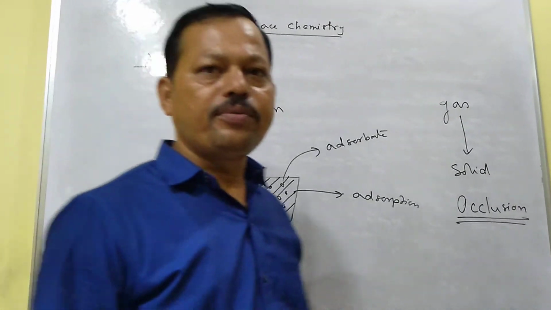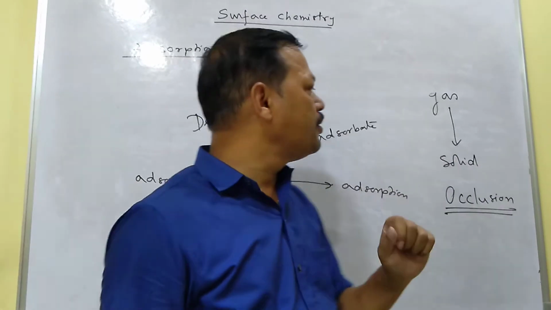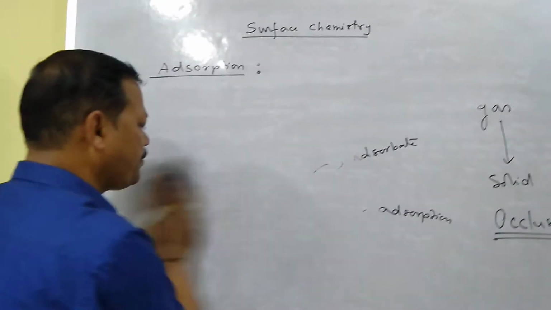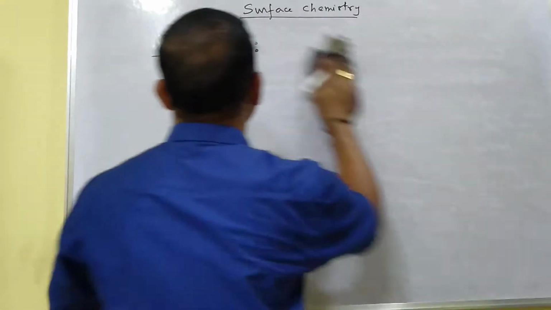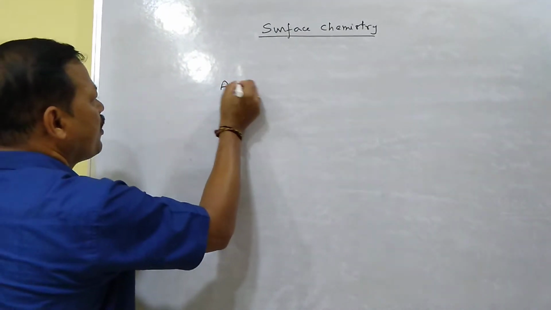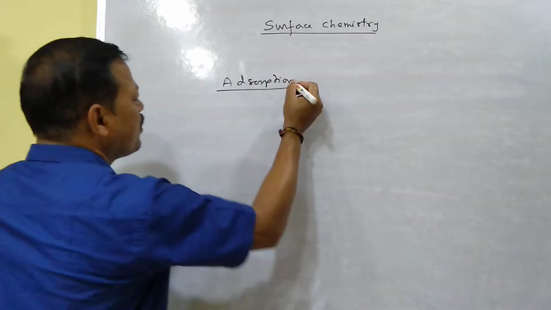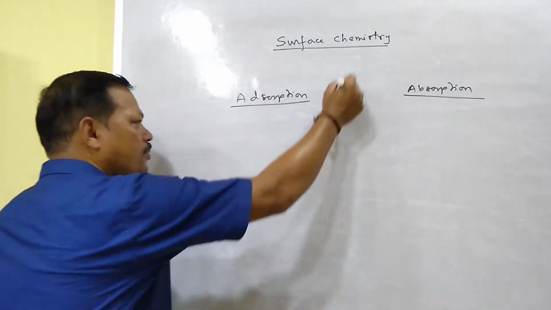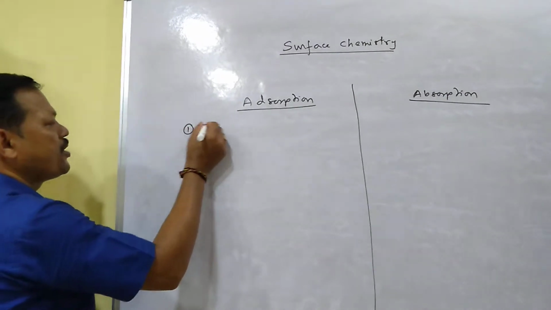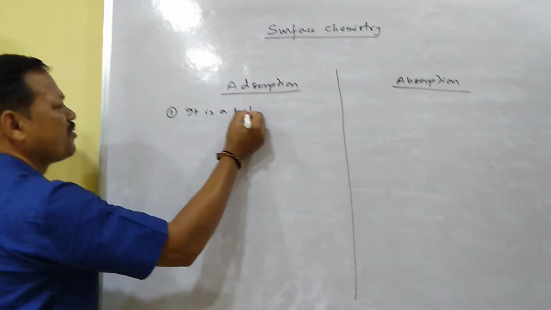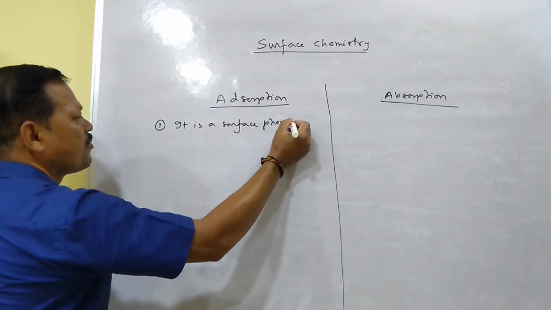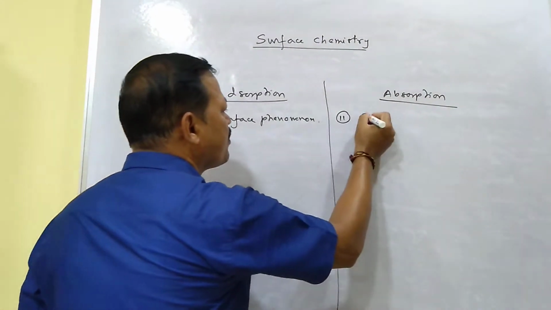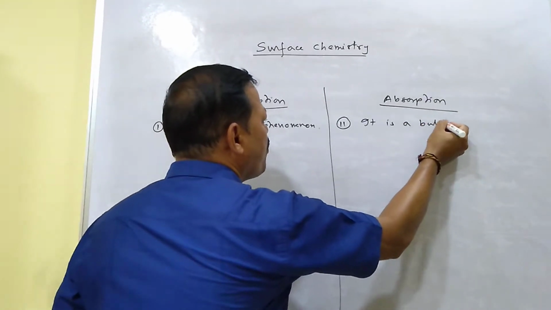Now, as I have told you, there is another term which is called absorption, A-B. Now you should know the difference between adsorption and absorption. I will tell you that now. Adsorption, and here I will write absorption. First thing: adsorption is a surface phenomenon, and absorption is a bulk phenomenon.